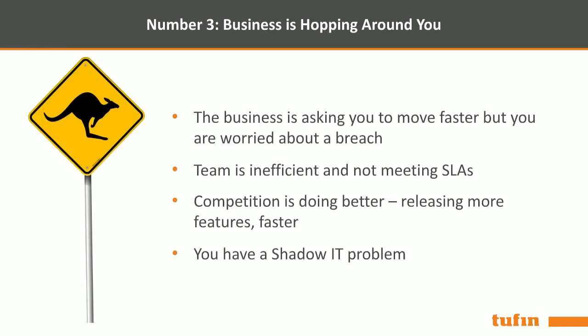So number 3, we call this, the business is hopping around you. With organizations really looking to digitally transform, the business wants to move fast. They want IT teams to keep up, but without security slowing them down. And processes and systems are starting to evolve without involving the network team or bypassing the network team, leading to shadow IT problems. So when teams are inefficient and they're not meeting their SLAs, they find competition's doing better, and creating shadow IT is really creating vulnerabilities within the environment.